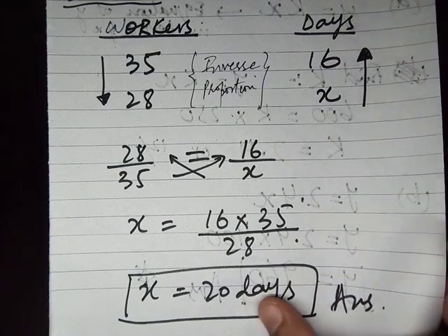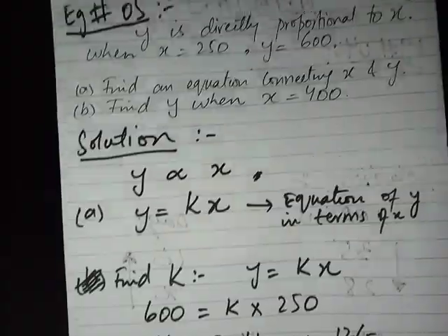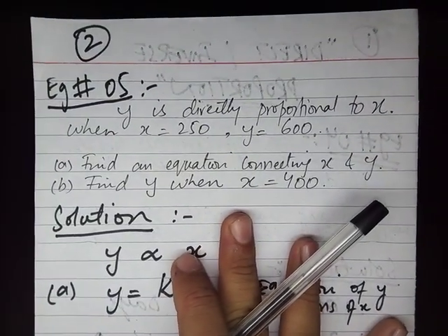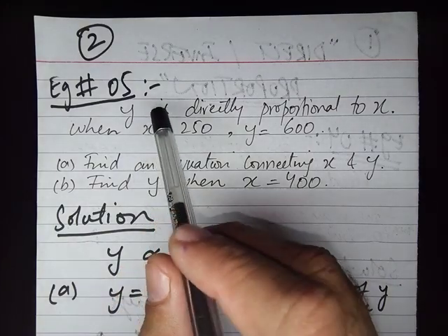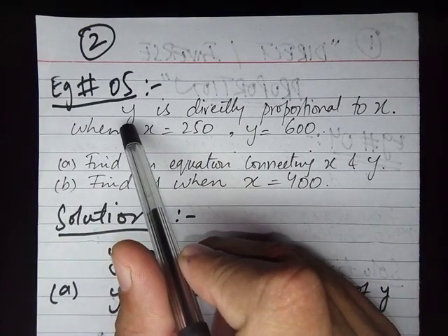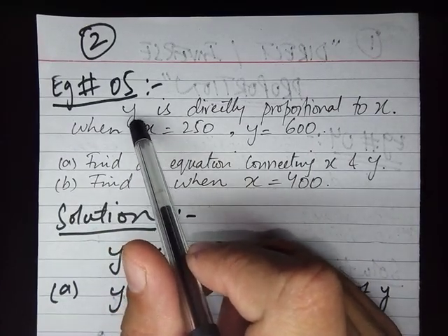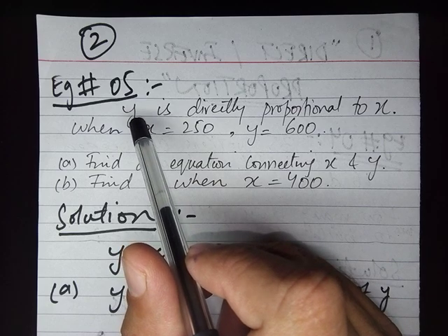to build the same house, right? This is the next question, example number 5, and it's a very different question related to inverse and direct proportion.